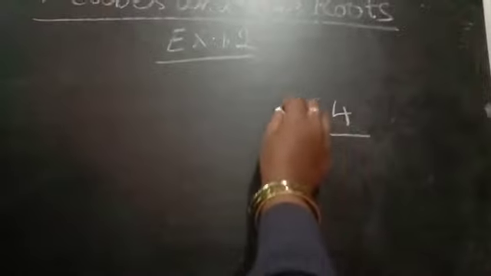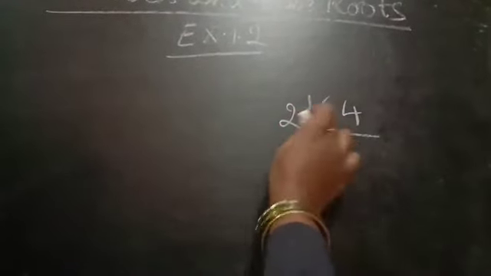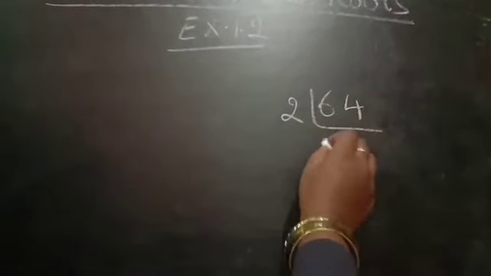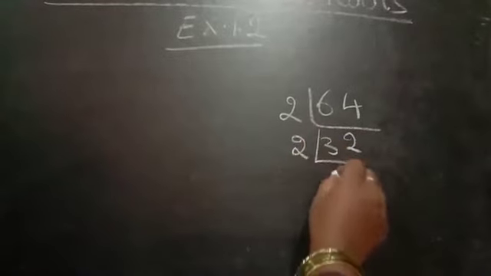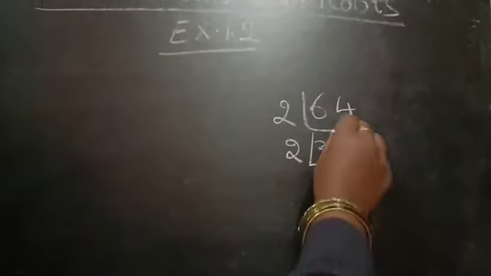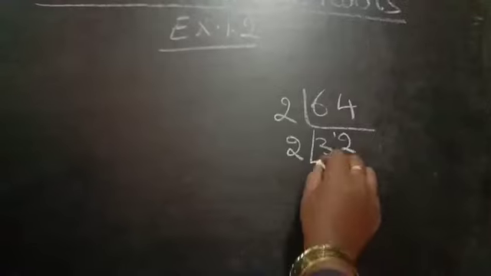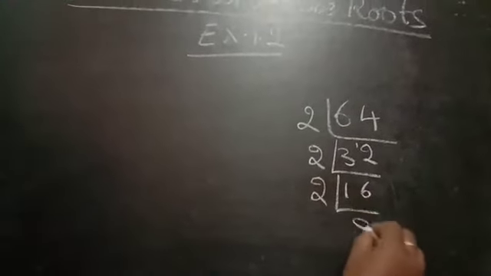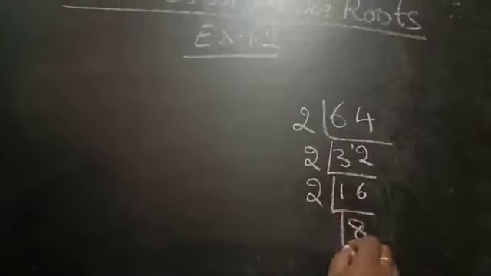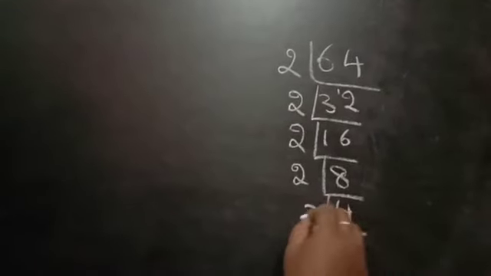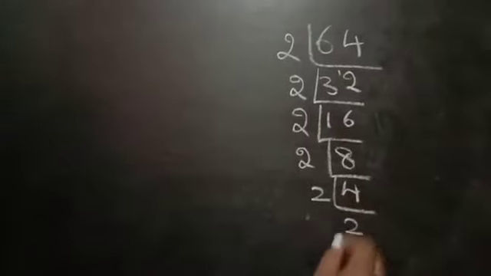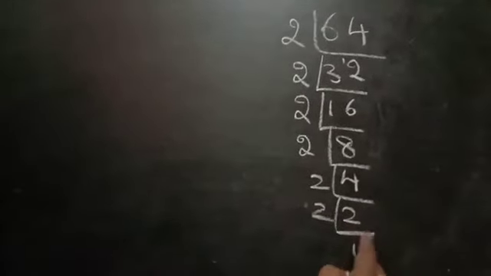64 can be divided in the 2 table. 3 2s are 6, 2 2s are 4. Again in the 2 table, 1 2 is 2, remaining 1, 6 2s are 12. Again in the 2 table, 8 2s are 16. Again 4 2s are 8. Again 2 2s are 4. Again 2 1s are 2.